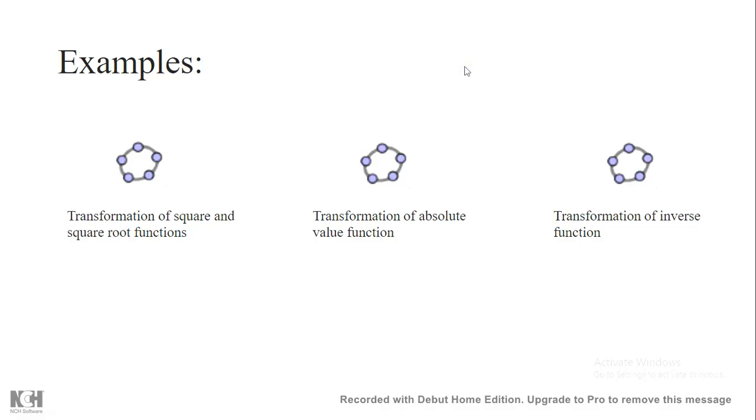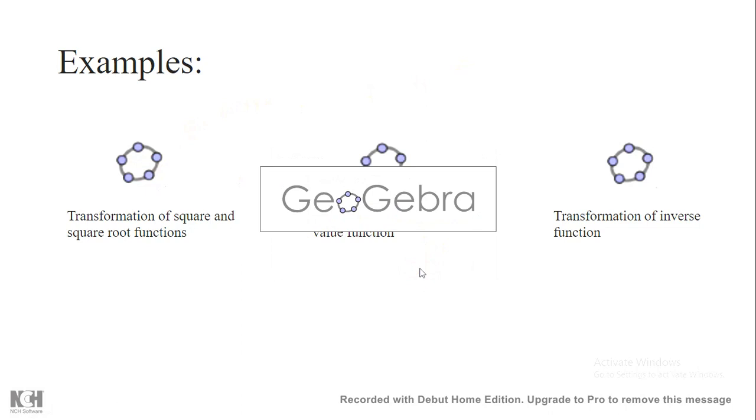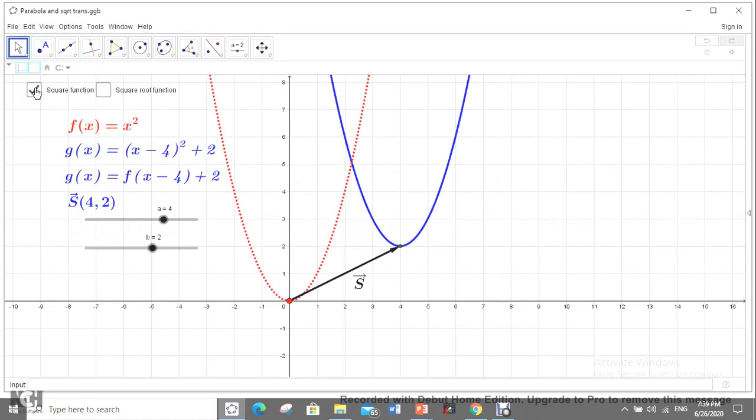Now we will see these examples as applications on the square functions and square root functions and their transformations using a GeoGebra activity. The square function, the basic parent function, which is f of x equal x squared, is the red curve, and we have another function g of x, which is (x minus 4) squared plus 2. Or simply we can redefine it as f of x minus 4 plus 2, since f of x minus 4 will be (x minus 4) squared, plus 2.